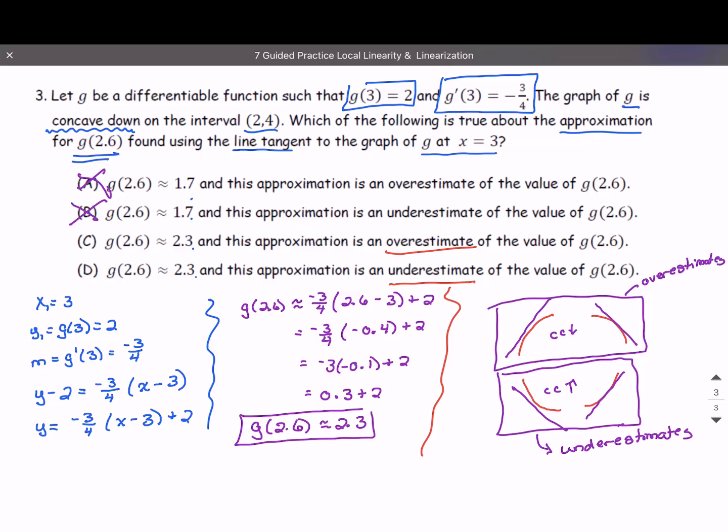And we were told in the directions that g is concave down, which means we are in one of these 2 cases, which means the tangent line is above and we have an overestimate, which means choice C is our answer.